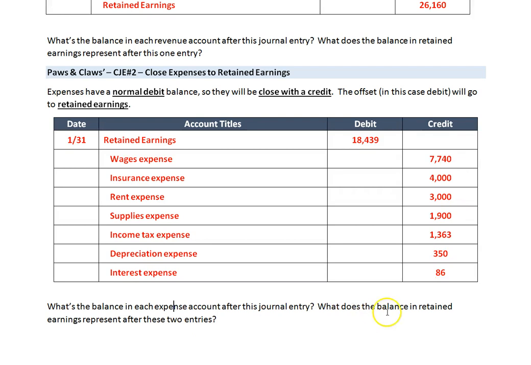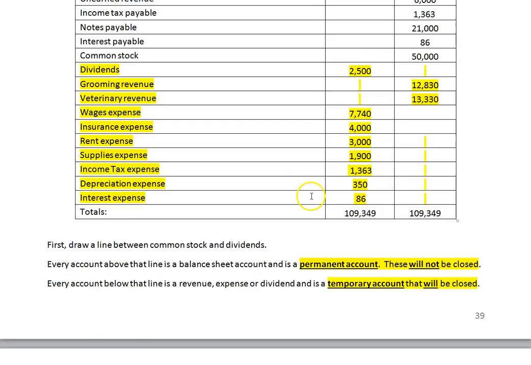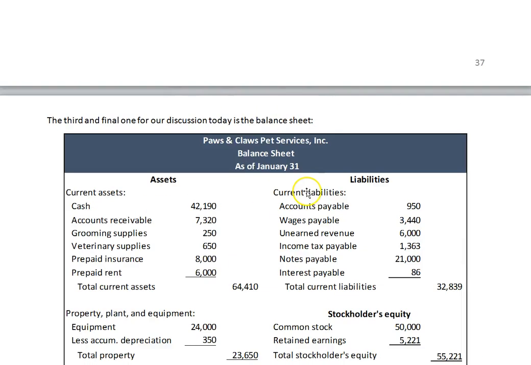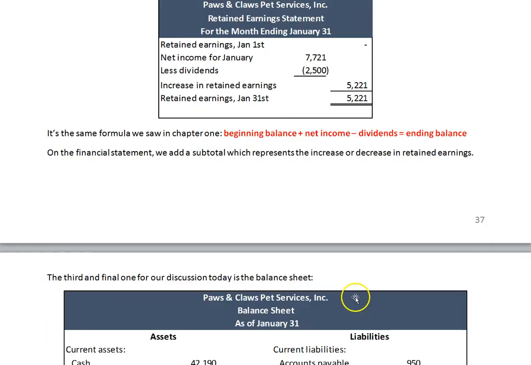What does the balance in retained earnings represent after these two entries? Okay, now we need to think. This number represents total revenue and it's a credit. This number represents total expenses and it's a debit. If you netted these two together, we get to the balance of retained earnings. And what happens when you take total revenue minus total expenses? Total revenue minus total expenses. That sounds familiar, right? Isn't that what we did right here? Total revenue minus total expenses gets to net income, and we're going to see that same number.